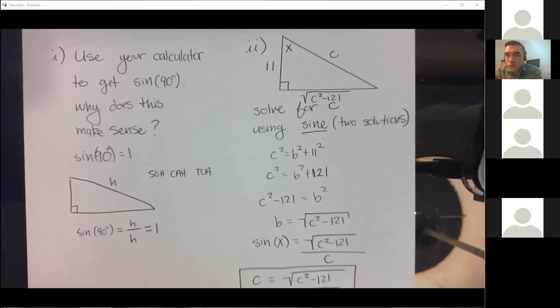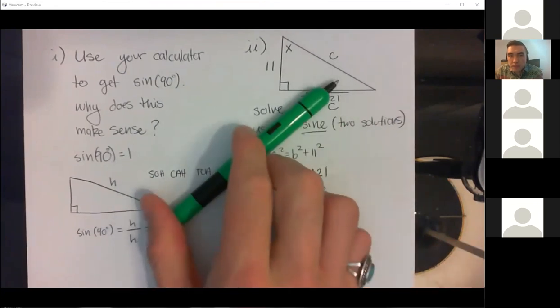Okay. Wait, should we give another solution for? There is another solution because there's another sine that I could take. What's another sine that I could take in this triangle? How many acute angles does a triangle have? 2. So we could use the one angle that's not given. Right, because we know what it is. What does this angle have to be? How much is it?